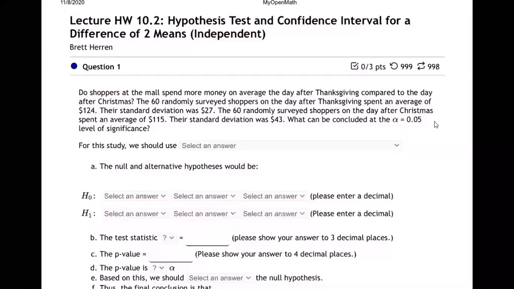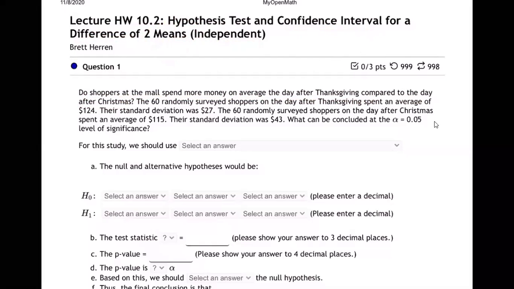10.2. Number 1. Hypothesis test and confidence interval for a difference of two means, independent. So now we're talking means instead of proportions. Do shoppers at the mall spend more money on average the day after Thanksgiving compared to the day after Christmas? Which one do they spend more money on?